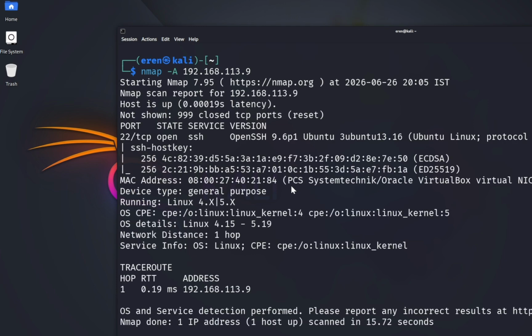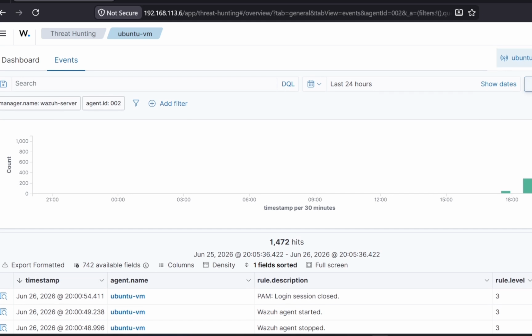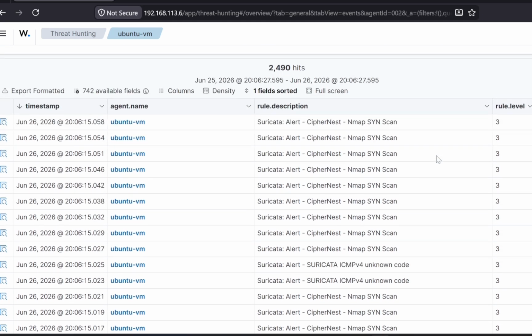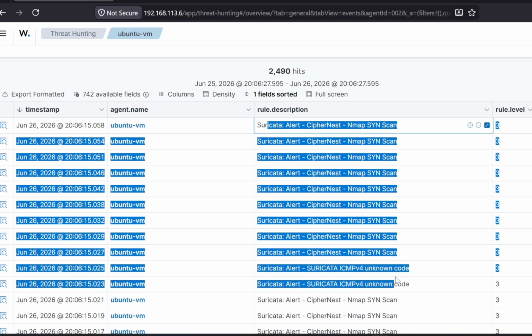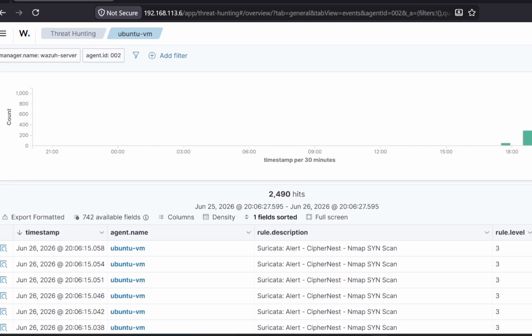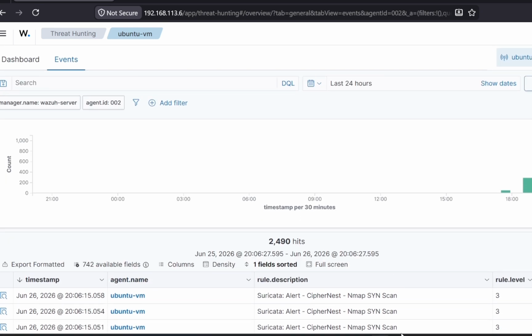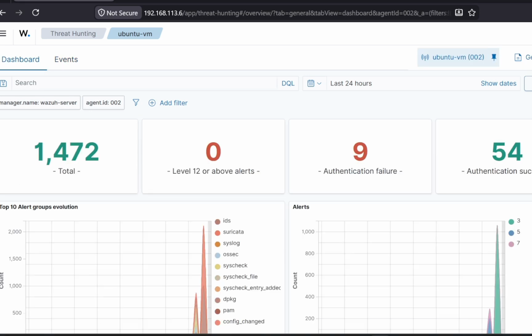Run the scan. Watch the dashboard. The alert appears. I didn't touch Wazuh. I didn't refresh anything. I didn't manually check logs. The Ubuntu agent saw the activity and sent the telemetry to the manager. The SIEM processed it. And now an analyst knows something happened.